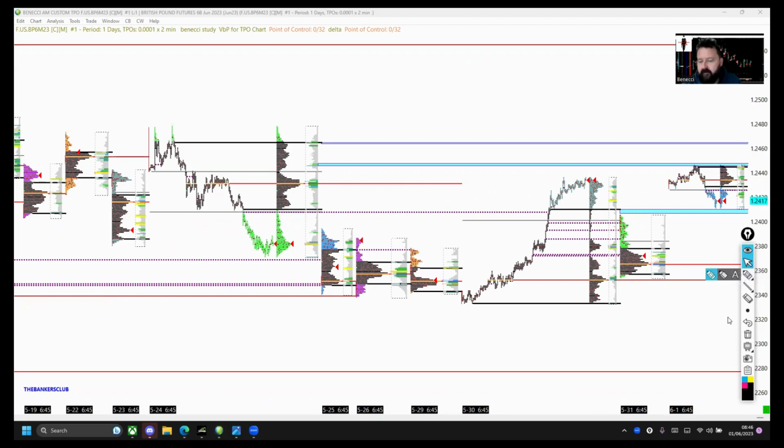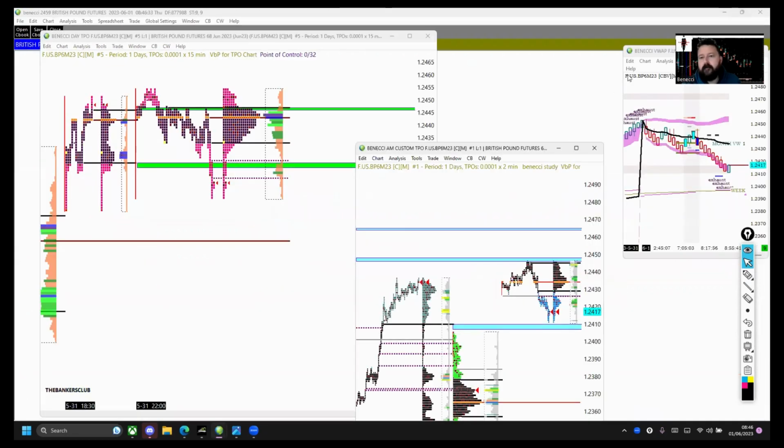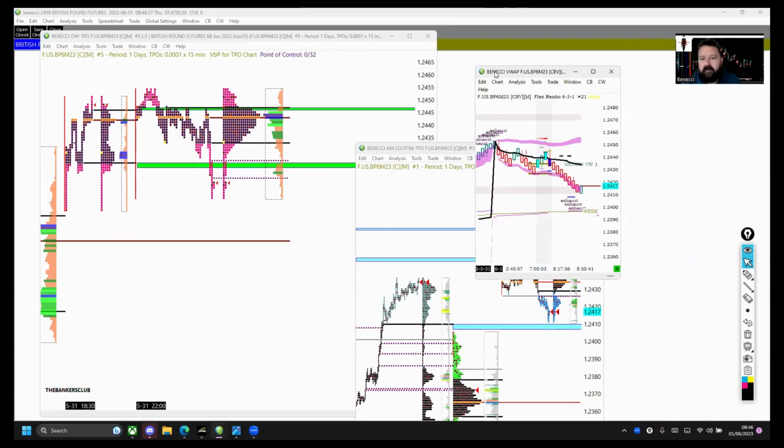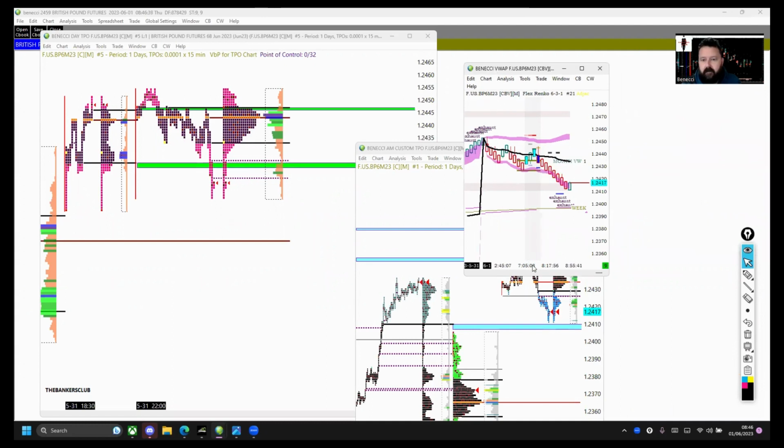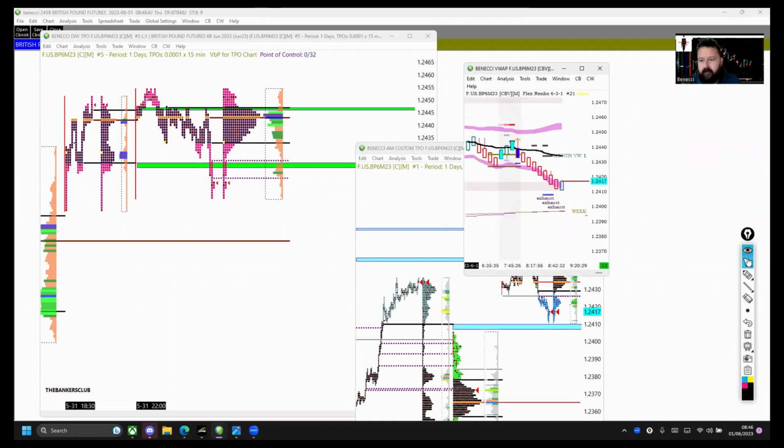I also had VWAP, which I'll show you on the footprint in a minute. But we can see all this buying coming into London Open at VWAP. Masses of buying, masses of buying. They all got absorbed by a passive seller. And I was sitting at London Open watching the footprint as it's just getting absorbed. And I'll show you that now.